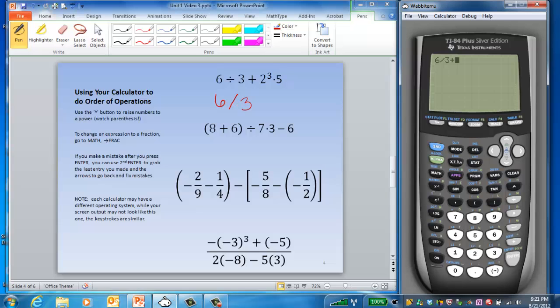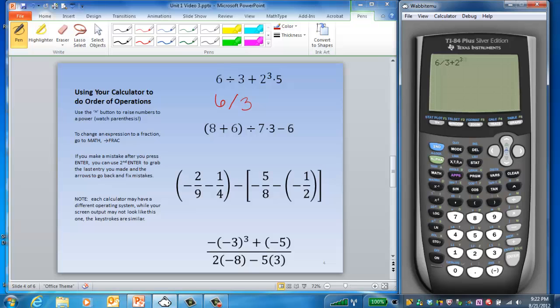Now come over here and do plus 2. Caret button is above the division sign, so raise it to the third power. Now I have the updated operating system on my 84, so I'm getting this pretty version of my exponent. If you happen to have an older operating system, the calculator will simply just print the caret and the 3. It's still doing the same thing.